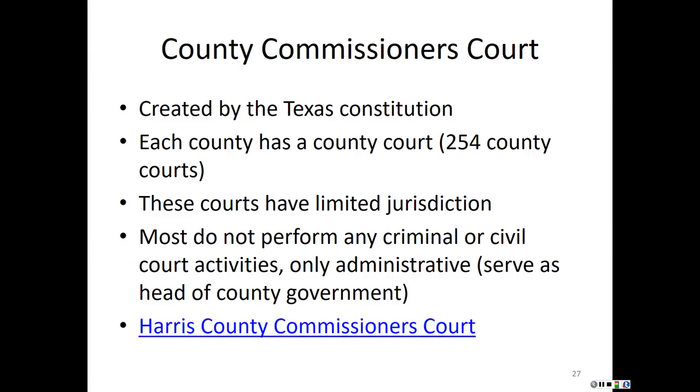I provided a link to Harris County Commissioner's Court. Harris County is the largest county in Texas. So if you wanted to look around at some of their duties, who they are, you could go do that.